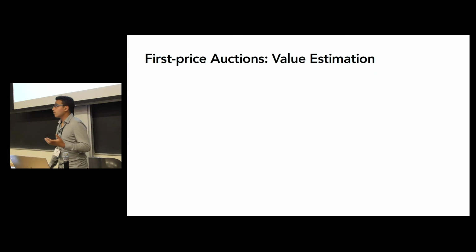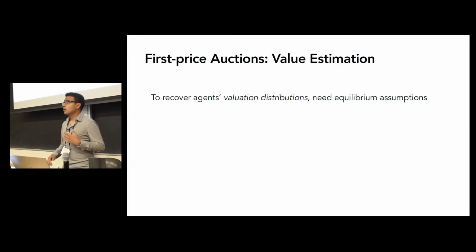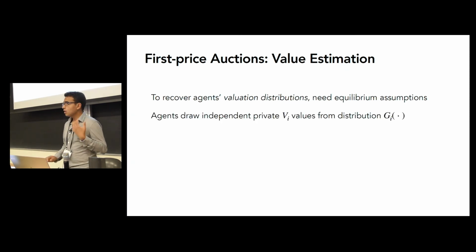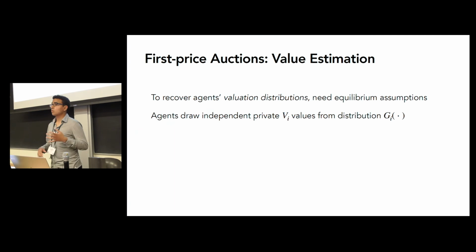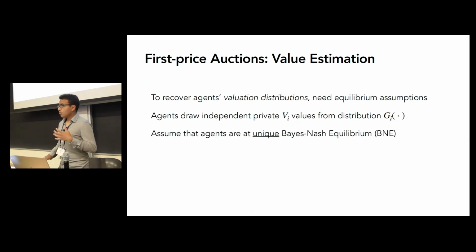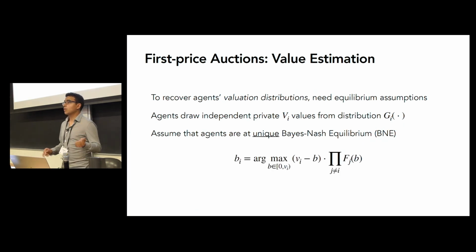OK, the last thing I want to talk about for first price auctions is how do we go from these bid distributions to values. I'm going to gloss over this a lot, but the essence is that we're going to assume, again, this independent private values assumption where every agent has their own value distribution, and they sample from it IID at each step. And we're going to add this assumption, just for the sake of value estimation, that the agents are at a unique Bayes-Nash equilibrium. So they're all playing their best response to the rest of the bidders.